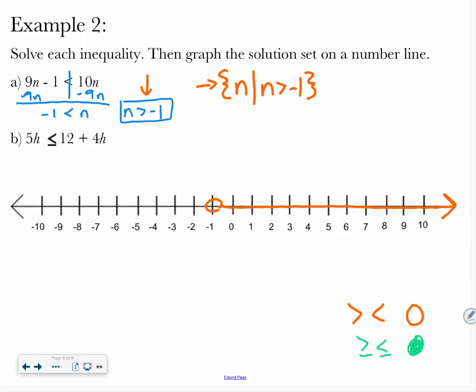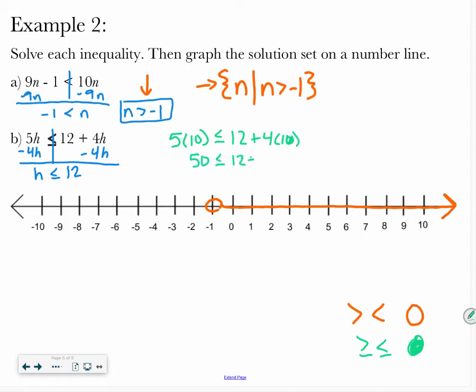Alright, let's look at our second one. We have 5h is less than or equal to 12 plus 4h. So again, I can move the 4h, and I'm left with h is less than or equal to 12. And then I can test my answer by choosing a number that's less than 12. So if I choose 10, I have 5 times 10 less than or equal to 12 plus 4 times 10. So I have 50 is less than or equal to 12 plus 40.